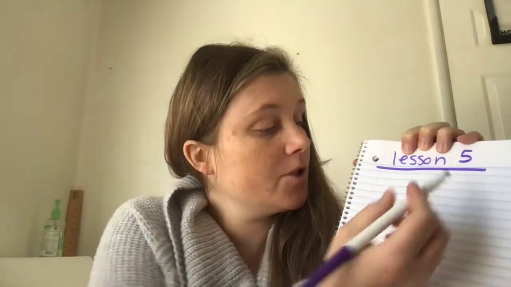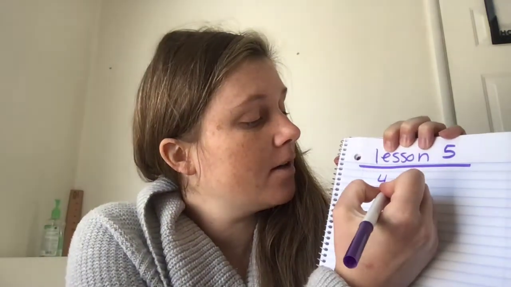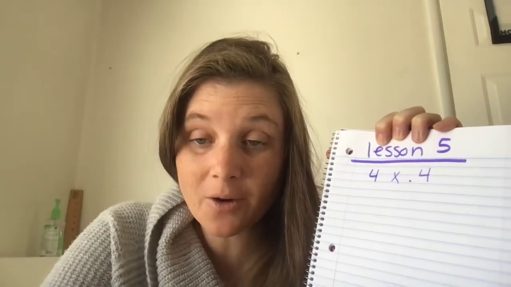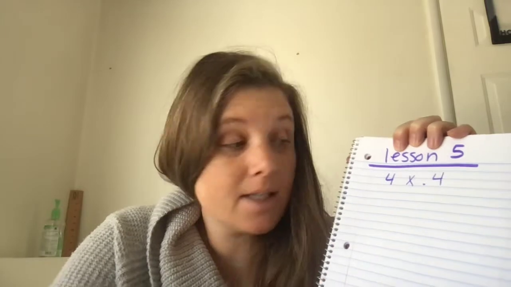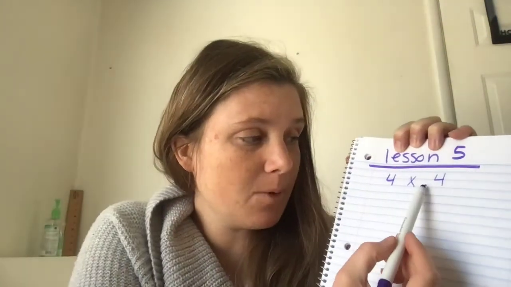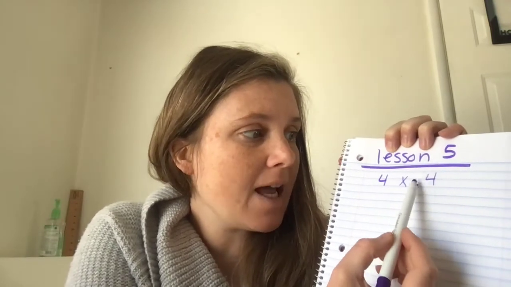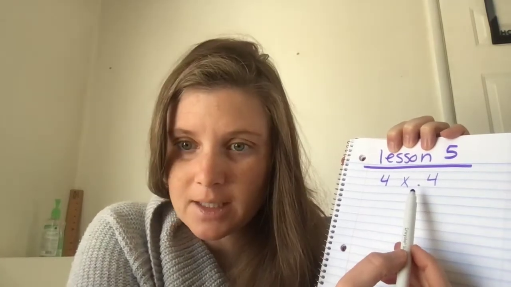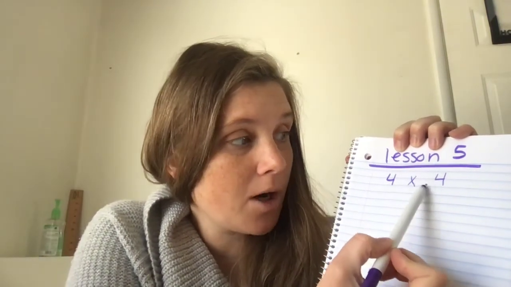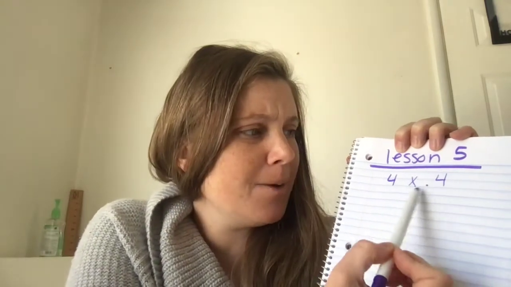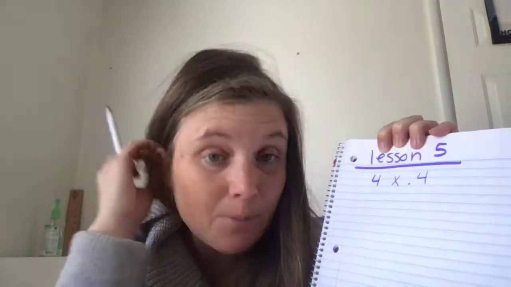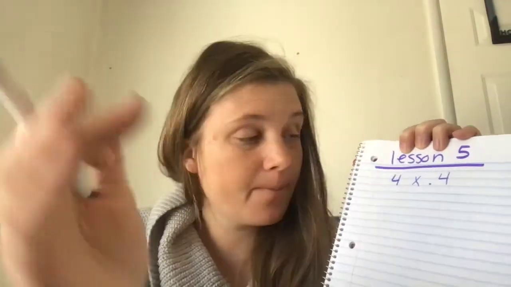Okay, so I want you to look at this one. 4 times 0.4. Okay, the first thing I want you to think about is what are we doing here? We are multiplying two numbers and one of them has a decimal. So this number is less than 1, right? So we're doing 4 groups of a number less than 1. So is this going to be a really big number? No, it's not. So now what we do is we multiply, just like we would anything else.